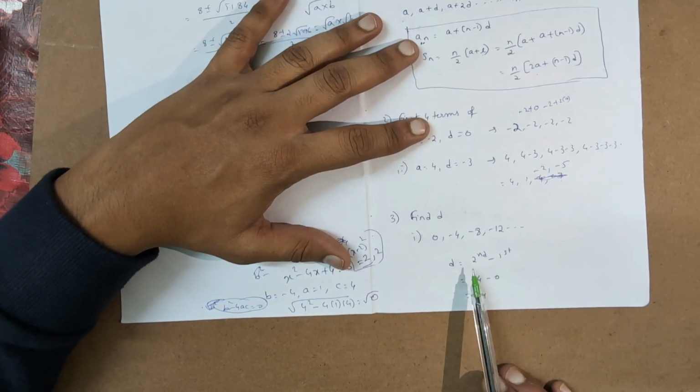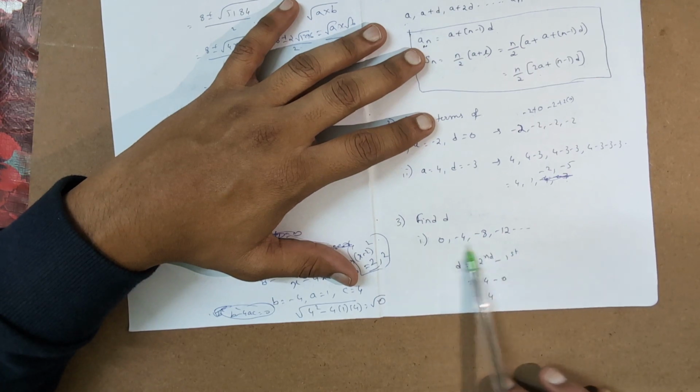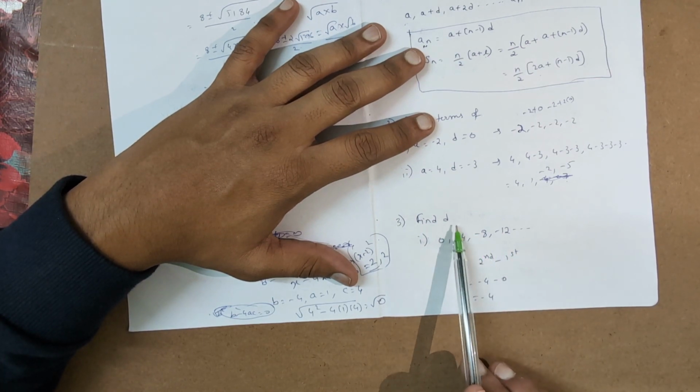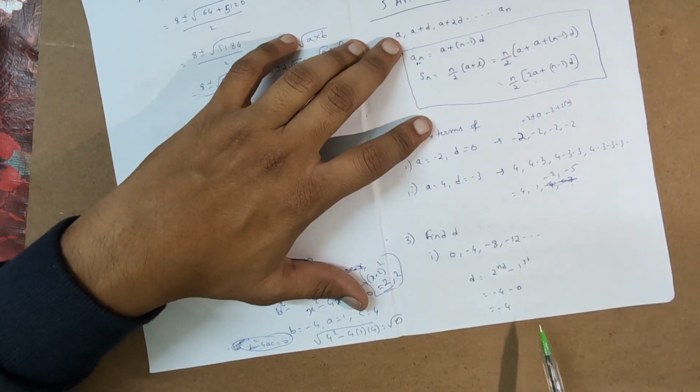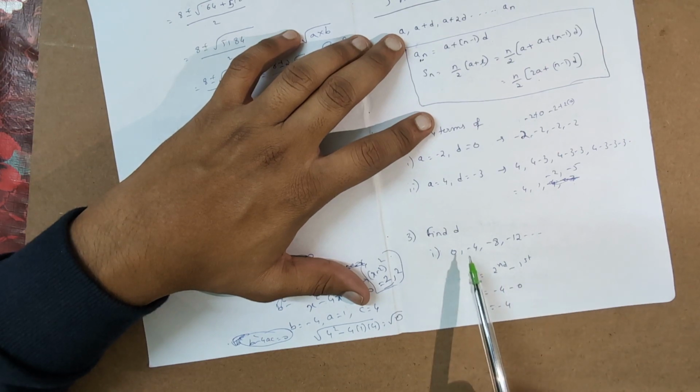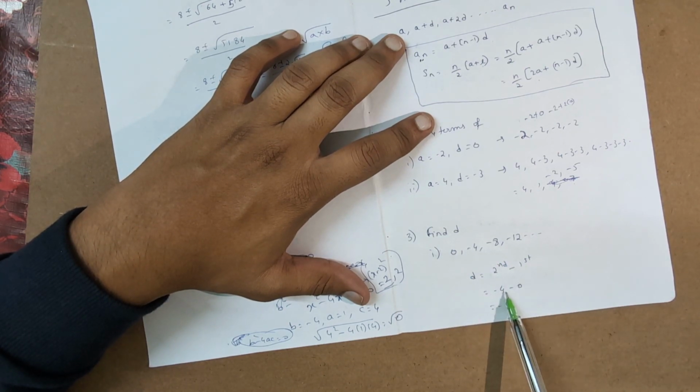Here this type of scenario is present. They have provided you the AP series and are just asking you to find d. So what is d? d is the common difference between any two terms. You can take any two terms and you will get the answer. I am taking second minus first. Second is minus 4 and the first is 0. So minus 4 minus 0 will become minus 4.